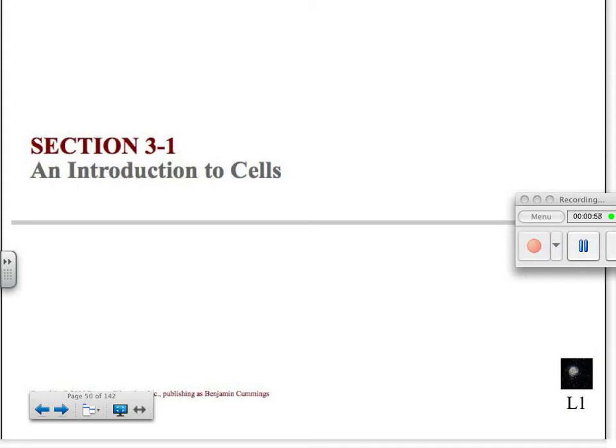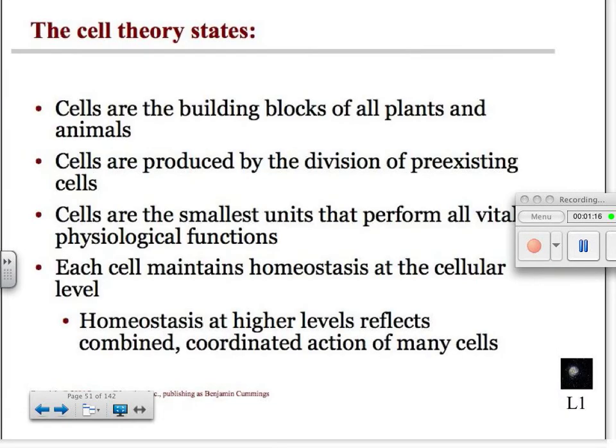Section 1, an introduction to cells. Cells are life. One of the definitions of life is that if it's living, it must be made of cells. A little narrow, maybe, but that is a biological definition of life. So if it's got a cell, it's alive. Cells are totally cool. Basically, they're the building blocks of all plants and animals.